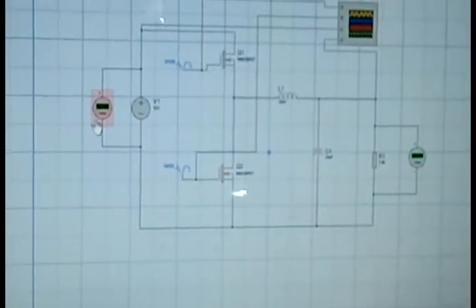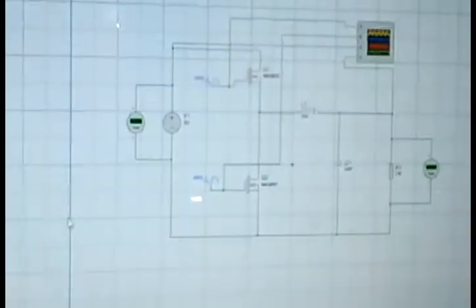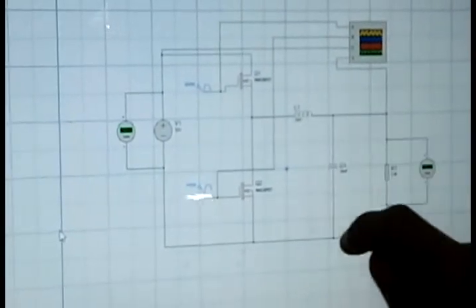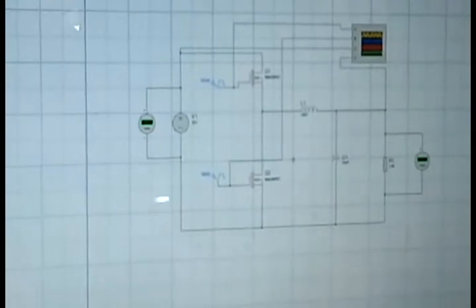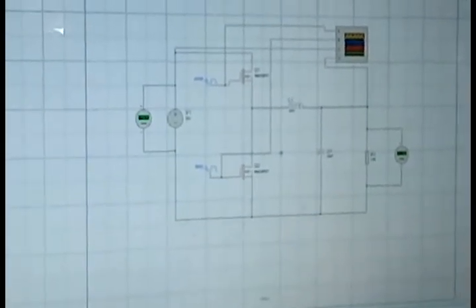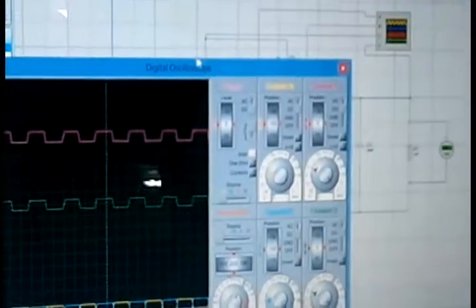Here we simulate the single phase basic diagram. In the single phase diagram we use 2 MOSFETs, an inductor, a capacitor and a voltage source. First, this MOSFET operates from the input supply, then this is the closed path to operate the other MOSFET. I will run the circuit. This is our output voltage.